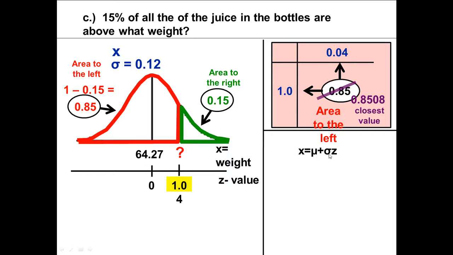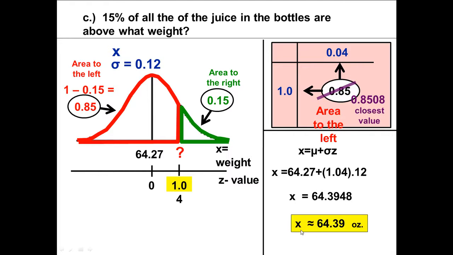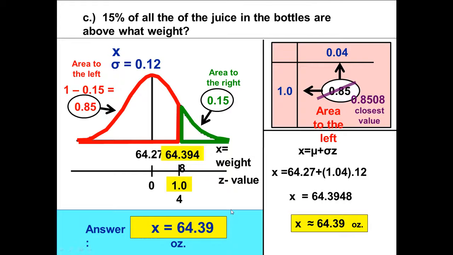Now that we have a z-score of 1.04, we're going to use the formula: X is equal to the mean plus the standard deviation times the z-score. Okay, one moment. So we use this formula and we find the number 64.3948. And that's our value. Okay, so that's our answer for that one.